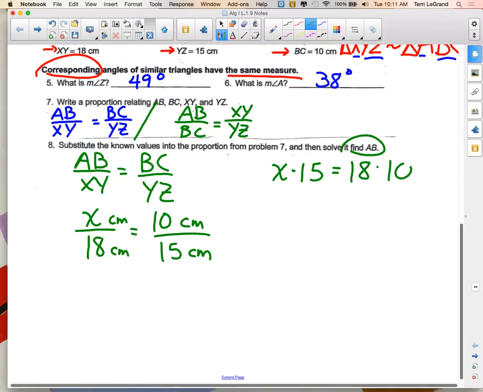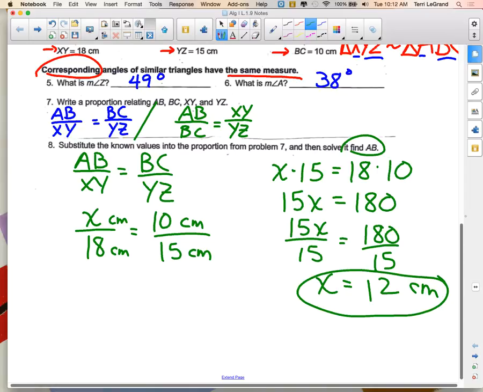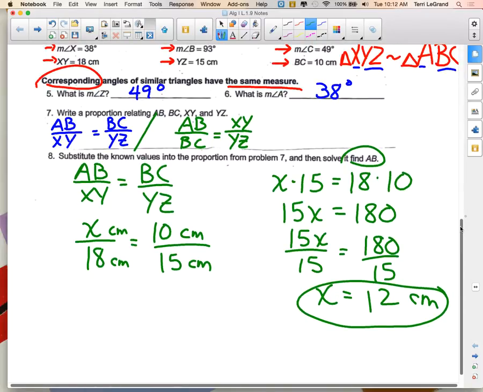Go ahead and do it, you know how. Let's see if you agree with me when you're done. And then let's decide after we go up to the triangle and put it there, does our answer seem reasonable? Okay, so I got 12 centimeters. Anybody else get that? Okay.